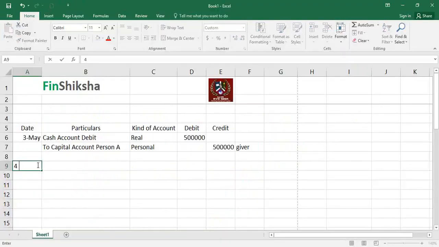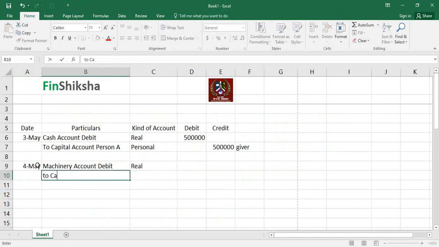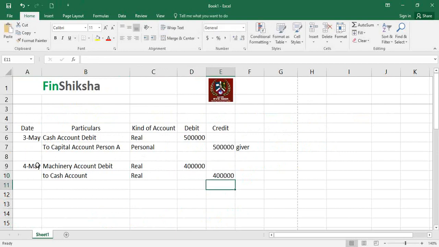So on 4th of May, machinery account debit. Why? This is also a real account. To cash account credit. Why? This is also a real account. What comes in? Machine comes in. What goes out? Cash goes out. So that's basically why we put cash in credit and machinery in debit, right? Let's move ahead. Let's move to the next transaction.